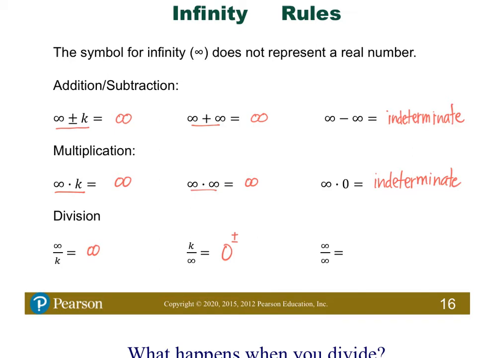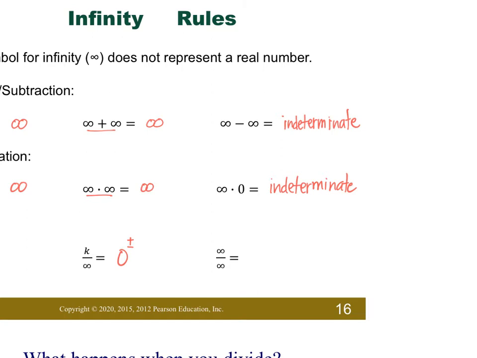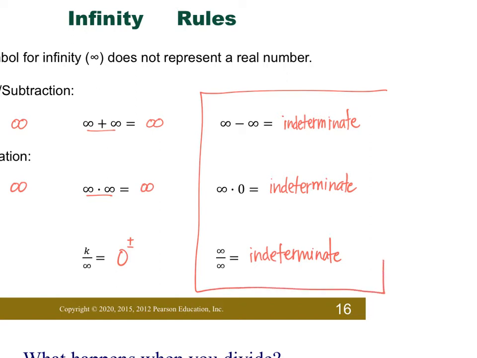But can you divide infinity by itself? And that is another indeterminate form. Because again, what rule do you use? Do you use the fact that anything divided by itself is 1? Do you use the rule that infinity divided by anything should be infinity? Do you use the rule that anything divided by infinity is 0 plus or minus? You've got 3 conflicting rules here, and so that's why this is an indeterminate form. So these 3 forms are the 3 new indeterminate forms that we have in addition to 0 over 0.